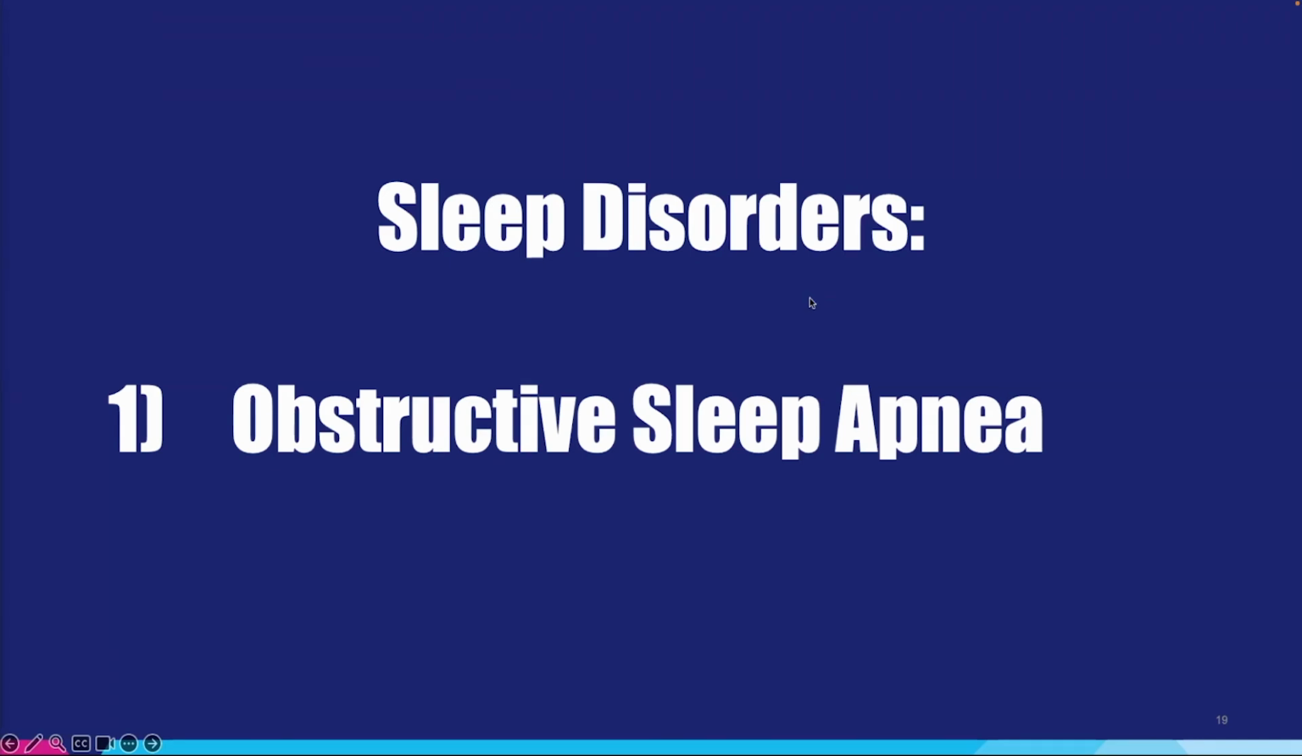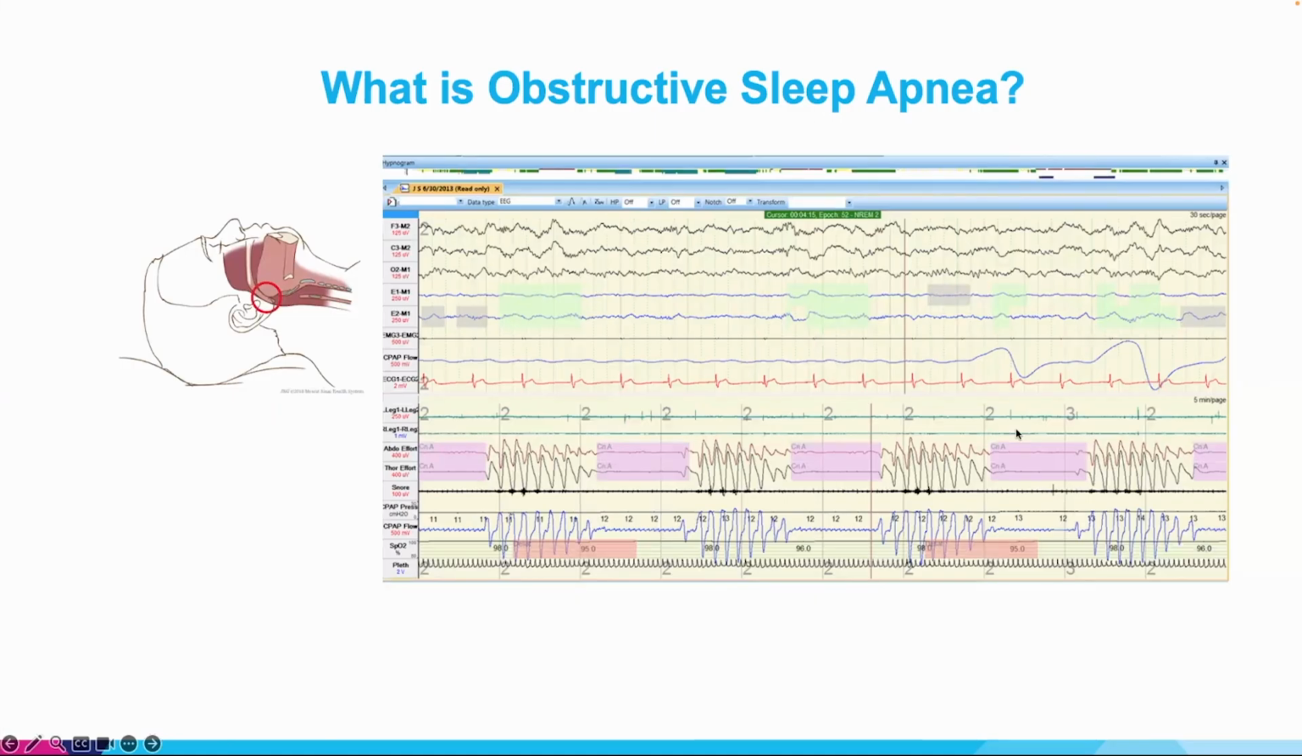Now that we've discussed normal trends in sleep and some general sleep health tips, I want to talk about the sleep disorders that you commonly encounter in this population. I'm going to start with obstructive sleep apnea. As you all know, obstructive sleep apnea occurs when you have a partial or complete occlusion of the upper airway that results in a reduction or absence of airflow.